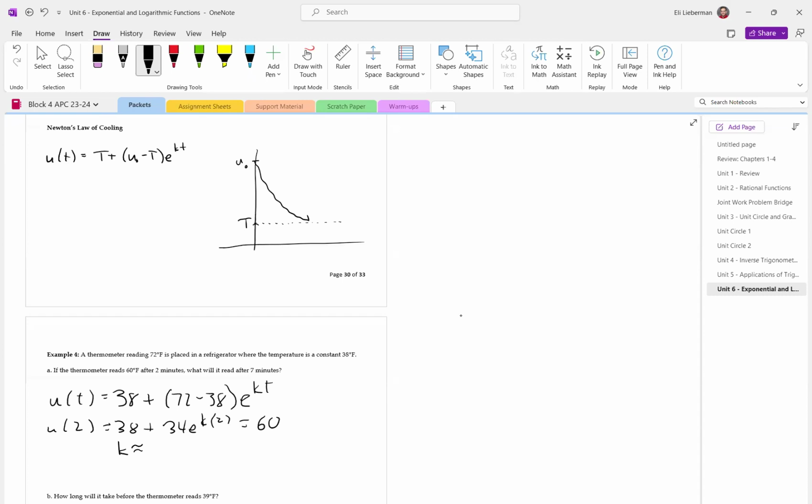Who got k? Really? Did anyone else get that? Thank you. Does it make sense that it's negative? Yeah. So that is k. This is our value, and you plug that in. I also plug in a 7. I think you get the answer. So you have U of 7 equal to 38 plus 34 e to the negative 0.218-ish times 7 gives us 72. Is that right? Oh, wait, no. For the answer, subtract 38. The 7 is U of 7, oh, you have U of 7 equal to that, yes.